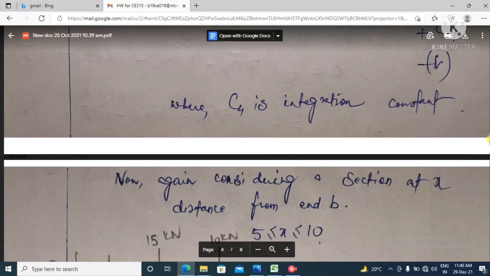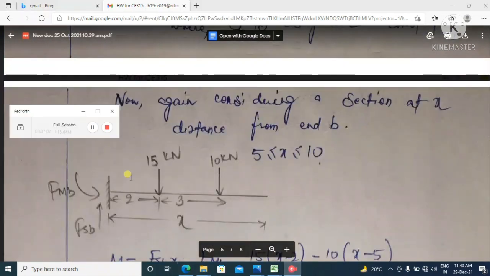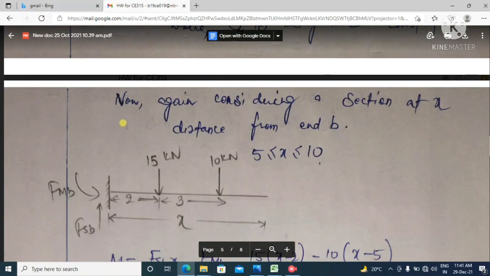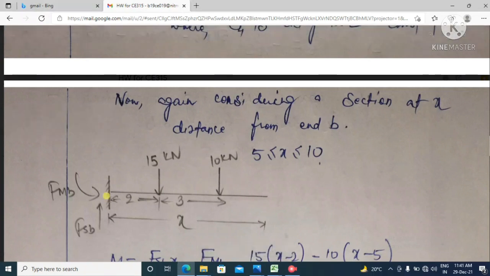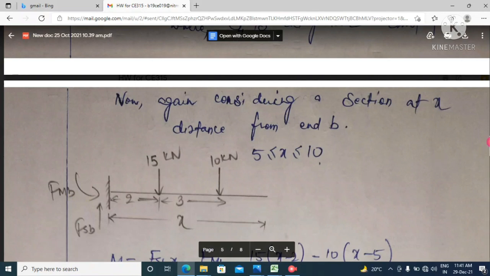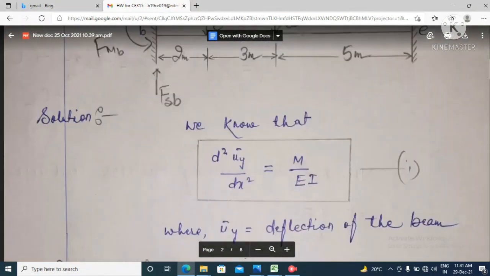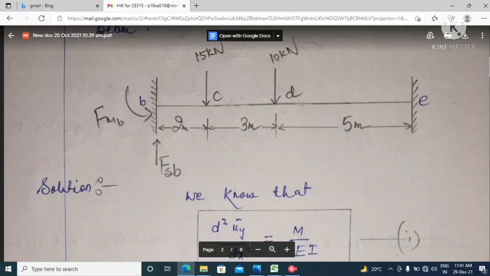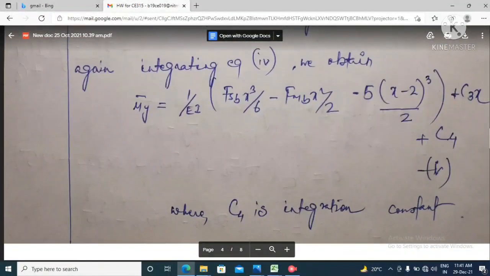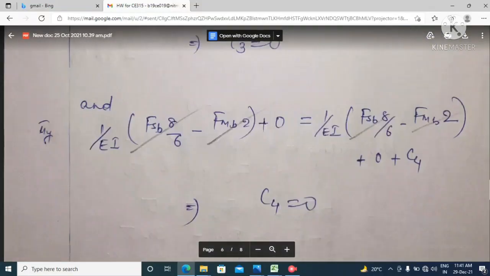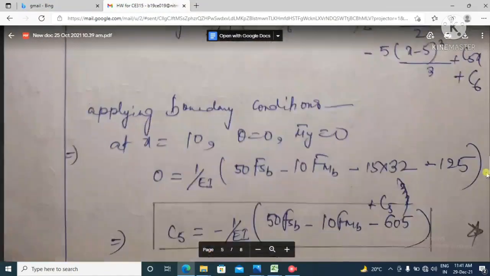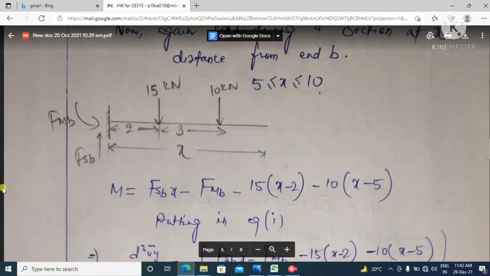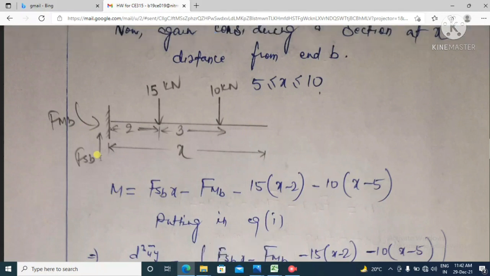Okay, and now again considering a section at x distance from end B. See here what I will do now. Again one concentrated load is acting, you can see in the diagram also. One concentrated load again is acting, of 10 kilonewton. So again we will take moment about this point. So what will be the moment equation?